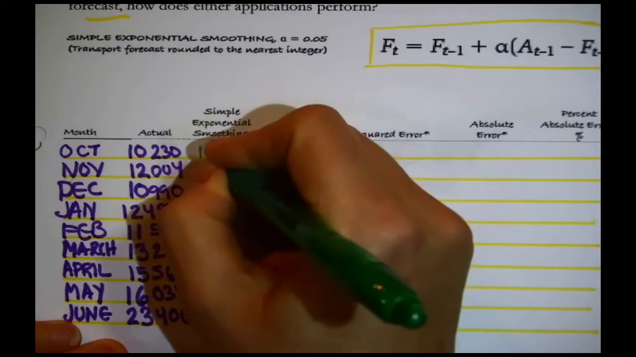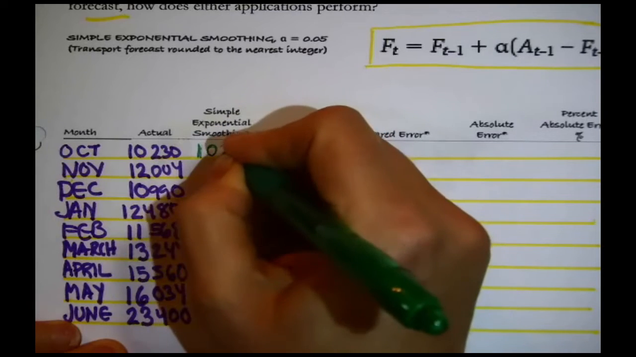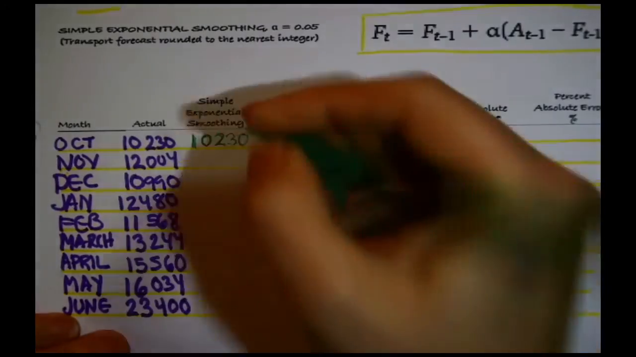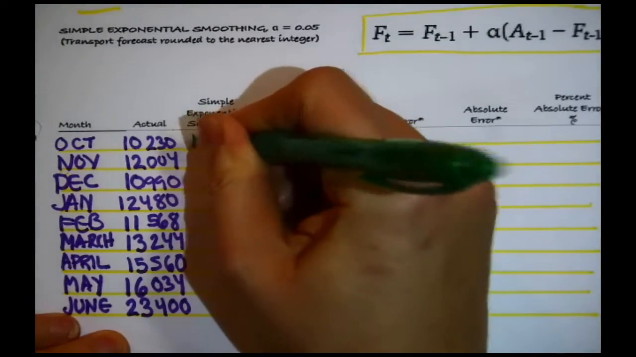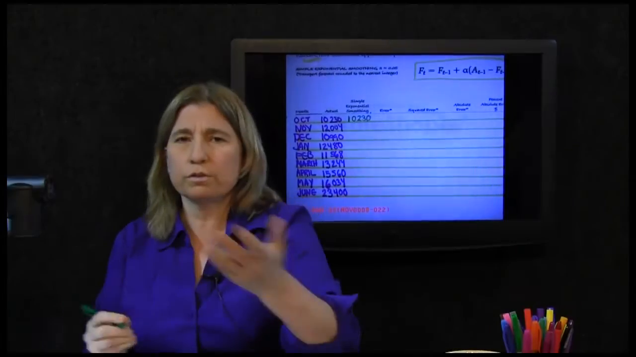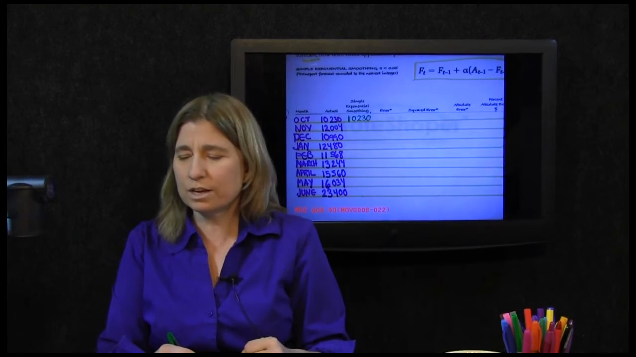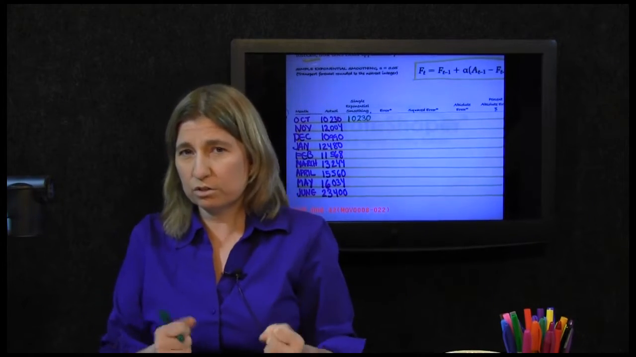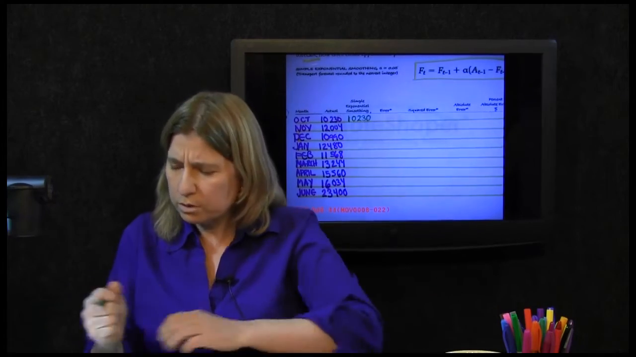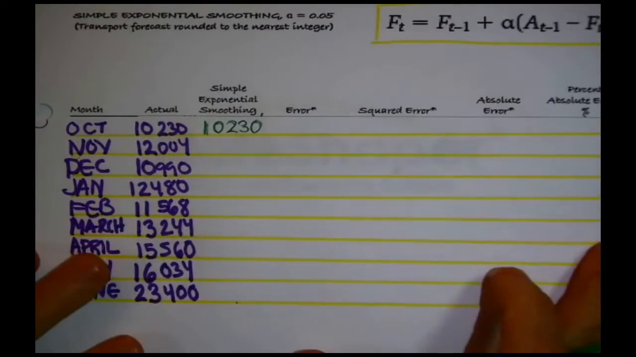Yes, we're just going to assume that what actually happened in October is what we happen to have said would happen. I can just fill that in. I was told to assume that, so it's not until November that we actually start using the forecasting tool, because we say, okay, what would the forecast have been for November?